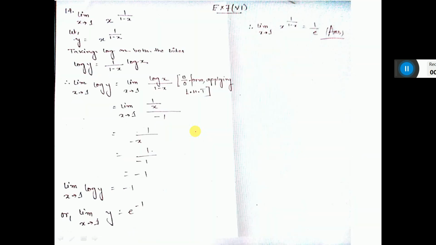This one you do. Here base and power both are variables, so you have to take logarithm. That's why you consider this equal to y. Then take log y equals, this 1 by x will jump and come to the front. So it is coming 0 by 0 form, because if you put 1 here, value of x, then log 1 is 0, and here 1 minus 1 is 0. Now differentiation: log x is 1 by x and 1 minus x, here differentiation.